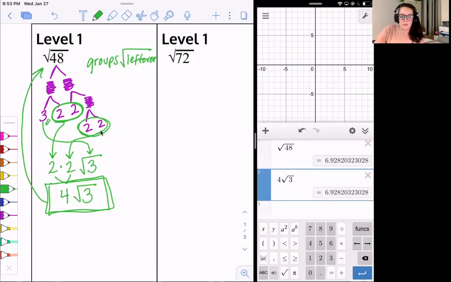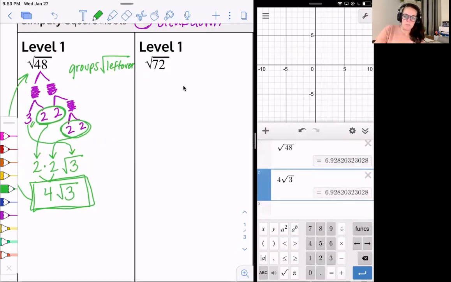This is how I would do a problem where I just have numbers like this. Go ahead and try this other one, and then pause the video, come back when you're ready.